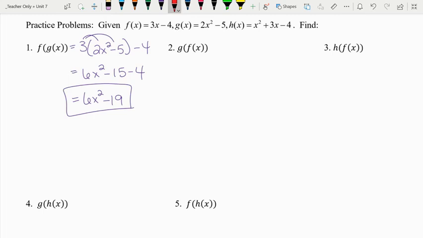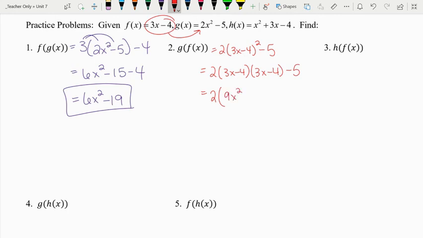Our next one is the reverse, so g of f of x. So we're going to plug it in. We get 2 times 3x minus 4 squared minus 5. Again, anytime you have a binomial squared, we need to FOIL it. So we get 2 and then 9x squared, and this would be minus 24x plus 16. And we get 18x squared minus 48x plus 32 minus 5. Final answer, 18x squared minus 48x plus 27.